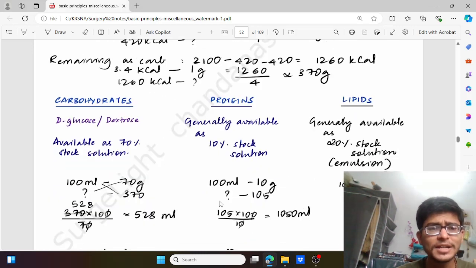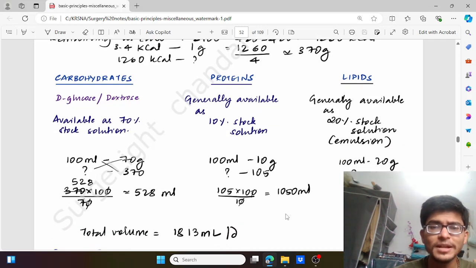Now considering the available percent stock solution, how are these solutions available for peripheral nutrition? So carbohydrate which contain D-glucose or dextrose is available in the 70% stock solution. So if 100 ml contains 70 gram, so as we have seen, we need 370 grams. So for 370 gram, we will be needing around 530 ml of solution containing carbohydrate, glucose. Protein solutions are available as 10% stock solution. So 100 ml will be having 10 grams. So 105 gram we will be needing around 150 ml.